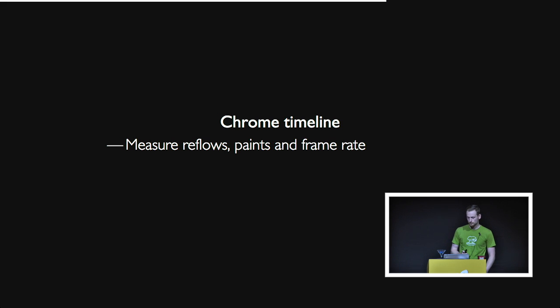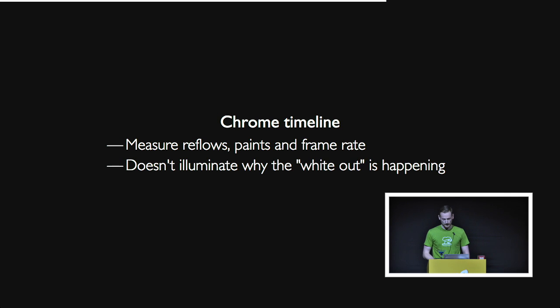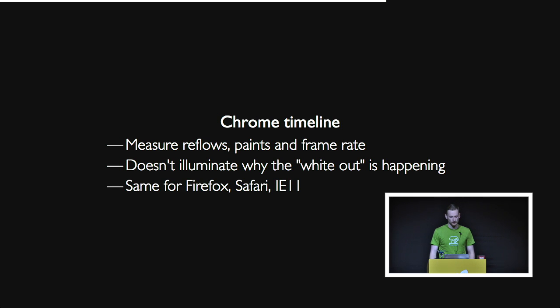So the first thing we'll do is take a timeline in Chrome, and like I showed in the other screenshot, it'll show you the reflows, paints, and give you a frame rate. But when we do that, and I'll show a screenshot of a profile I took, it doesn't illuminate why the whiteout is happening. As far as the timeline's concerned, it looks really performant. It's not doing much. The browser is handling it okay. But it doesn't make it clear why suddenly everything's disappearing off the page. So it doesn't help, and that's the same for all the browsers. They say it's ticking along at 60 frames a second, and you think everything according to the timeline is fine, but you can see it's not fine because it's not displaying the data.